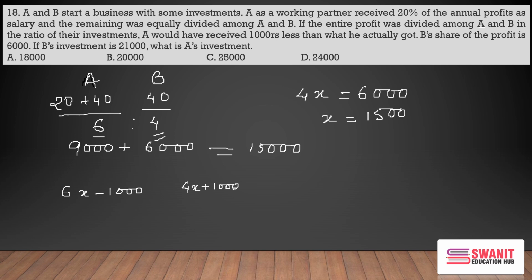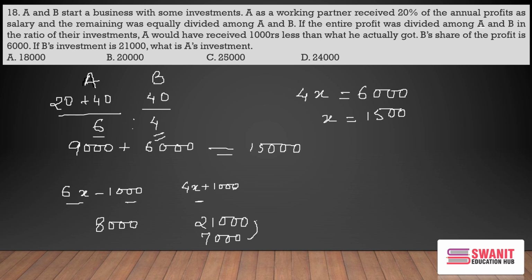Okay, now had it been the case that B's investment is 21,000, and now the question is what is A's investment? So when the profit distribution must have happened in terms of their investments, he must have received 6x minus 1000. That is, he must have received 8000, and this person should have received 7000. That means that's their ratio of investments.